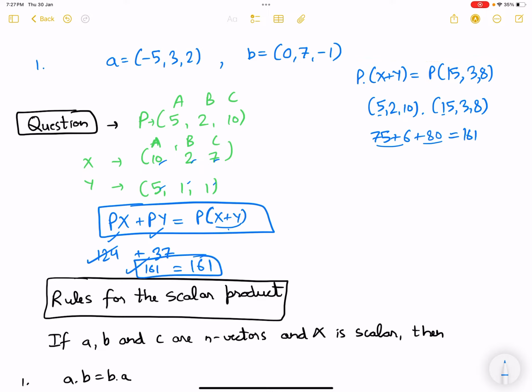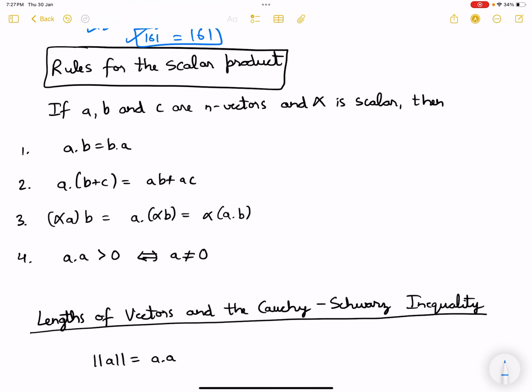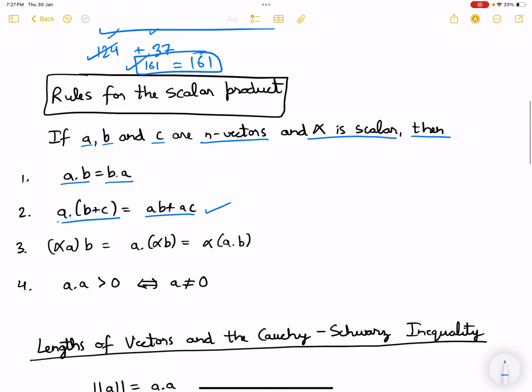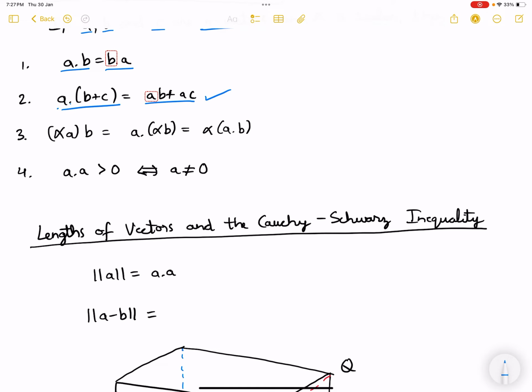Now looking at some of the rules for the scalar product. If A, B and C are n vectors, which means there are n elements in each, and alpha is a scalar, then A dot B equals B dot A. A dot B plus C equals A dot B plus A dot C, that we have already seen in this specific example. Alpha A dot B equals A dot alpha B, which is the same thing as alpha times A dot B. And A dot A is greater than or equal to 0.